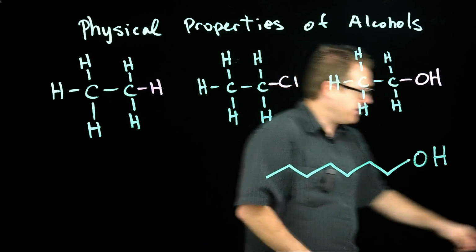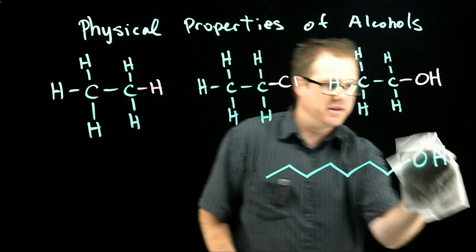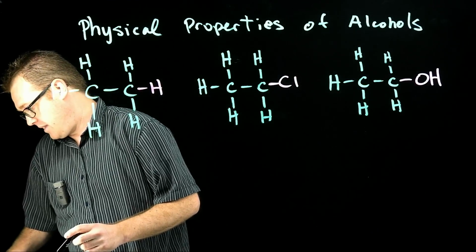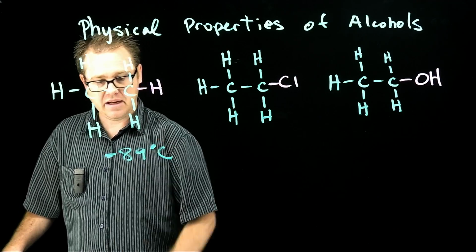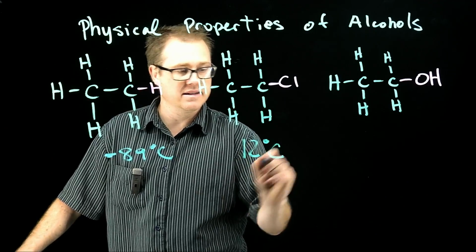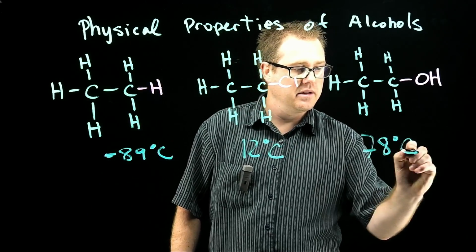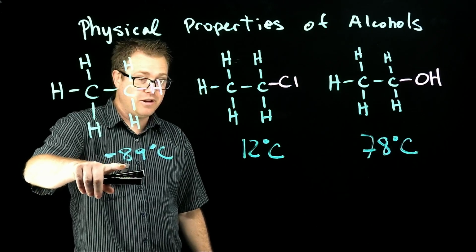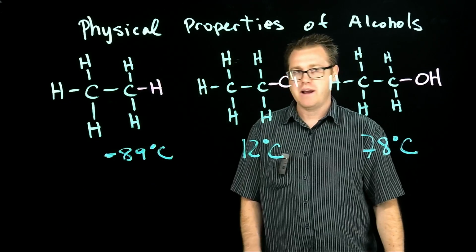And when we take a look at the boiling points of these three molecules, we're not going to worry about this one. We'll see that ethane has a boiling point of negative 89 degrees C. Chloroethane is 12 degrees C. And the boiling point of ethanol is 78 degrees C. So what's happening here? Really low boiling point, high boiling point. Why is this trend like this?